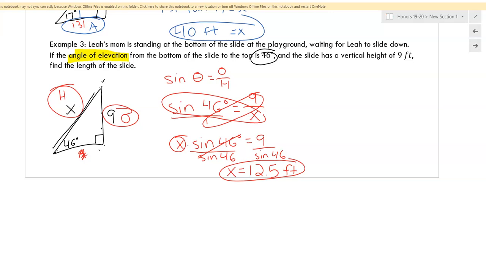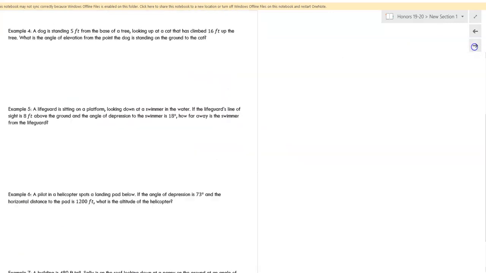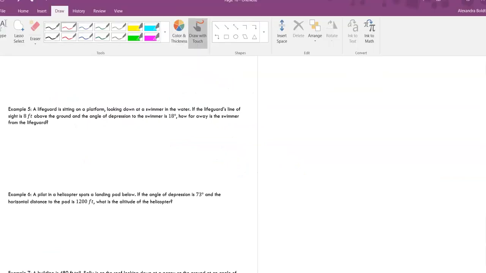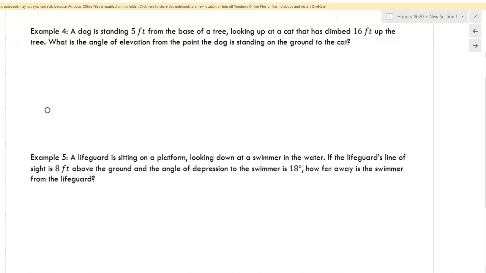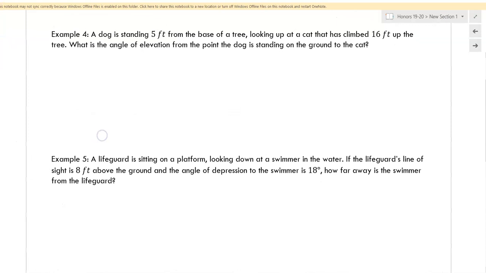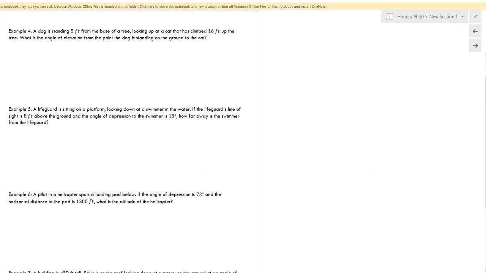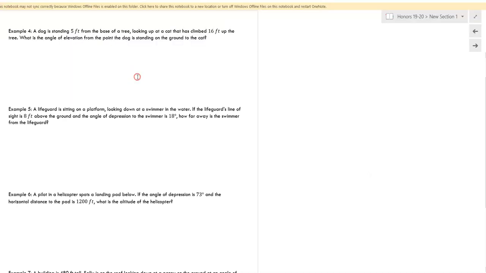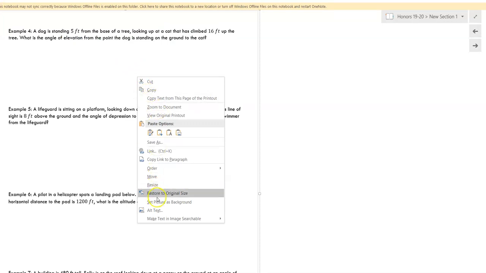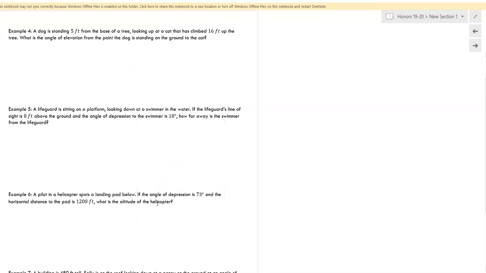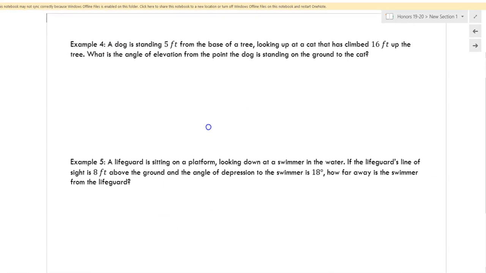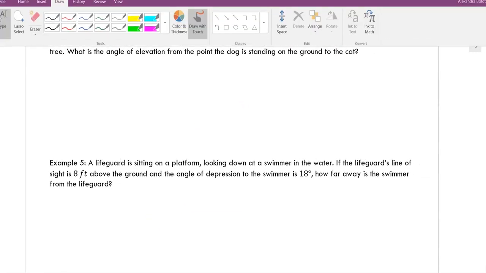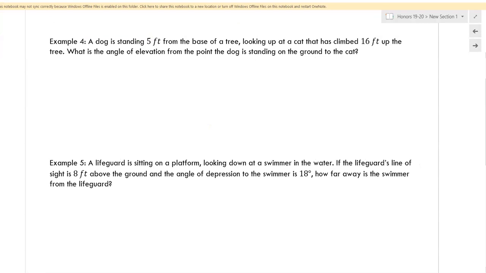Alright, let's go ahead and turn to the next page, look at a few more examples. A dog is standing 5 feet from the base of a tree looking up at a cat that has climbed 16 feet up the tree. What is the angle of elevation from the point the dog is standing on the ground to the cat? Okay. So yeah, we have a dog standing on the ground, so again, it's an angle of elevation problem.